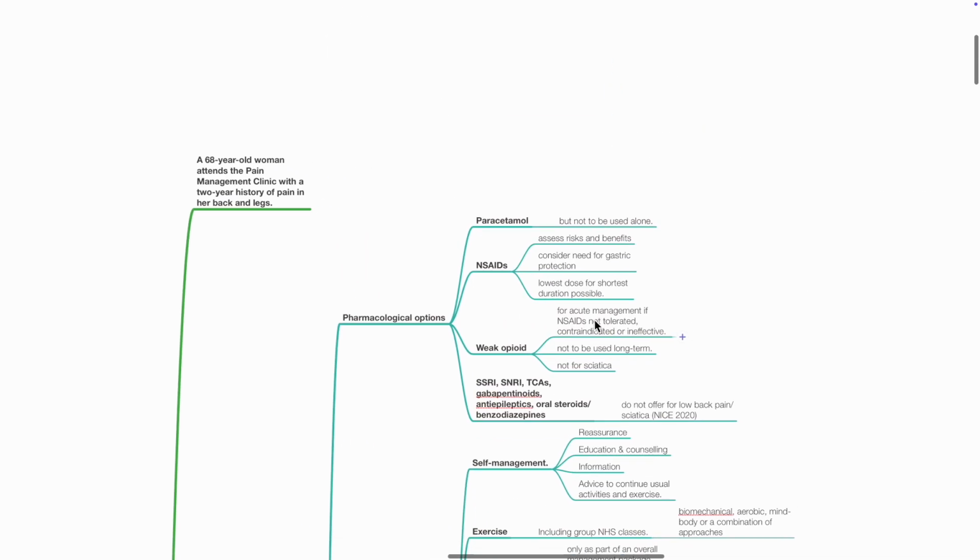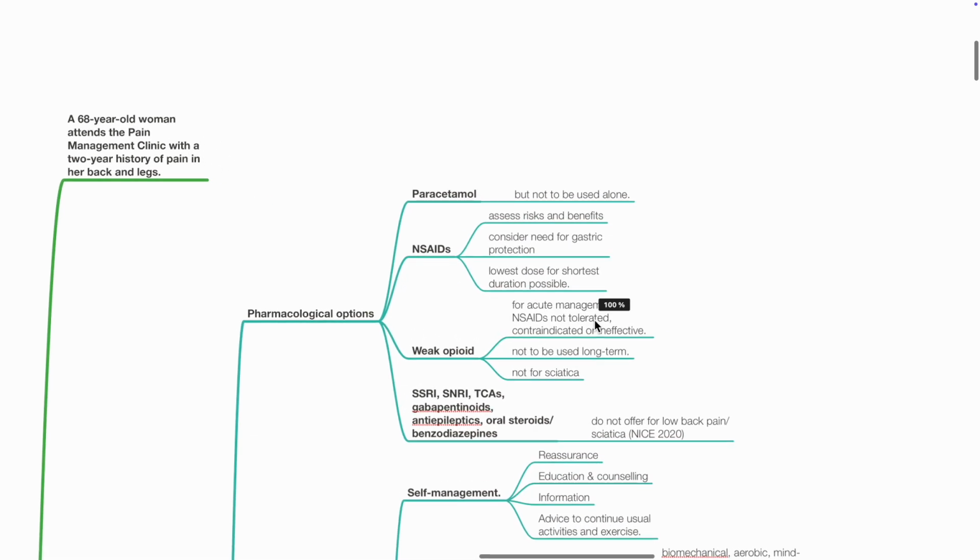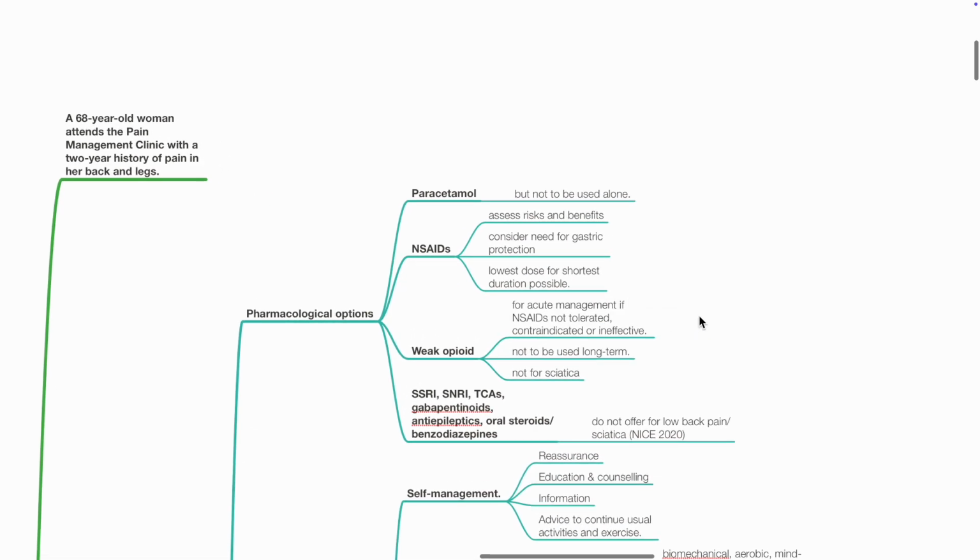Pharmacological options include paracetamol, but not to be used alone, and NSAIDs: assess risk and benefit, consider need for gastric protection, use lowest dose for shortest duration possible. A weak opioid can be used for acute management if NSAID is not tolerated, contraindicated, or ineffective. Weak opioids should not be used long-term and are not for sciatica.